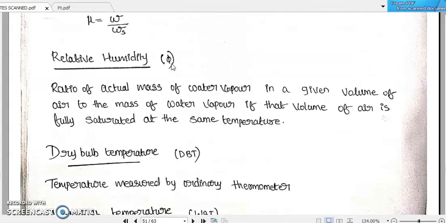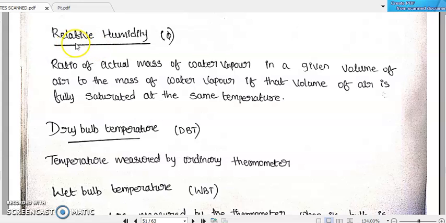Then another commonly encountered parameter in our air conditioning is called relative humidity, represented by the Greek letter phi. We commonly come across this value. How can we define this relative humidity? Here, this humidity is represented relative to, or in relation to, some benchmark or reference. So what is that reference?